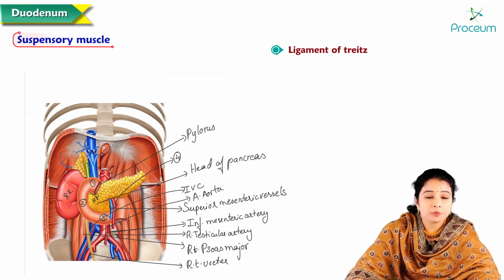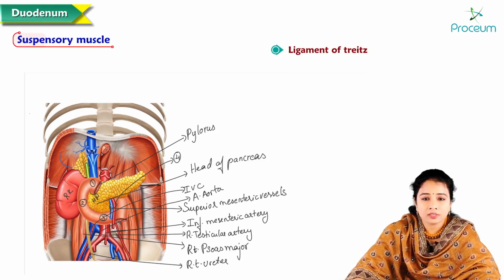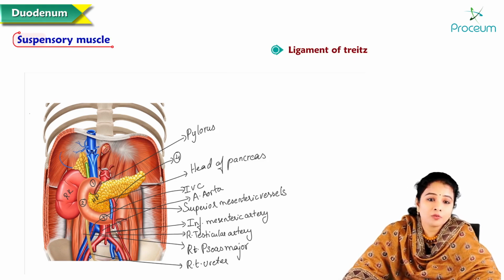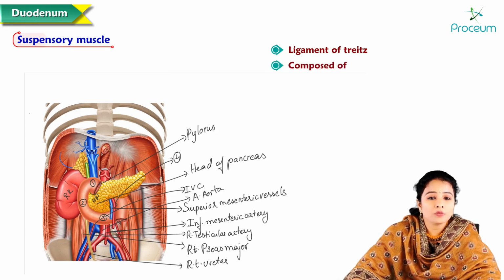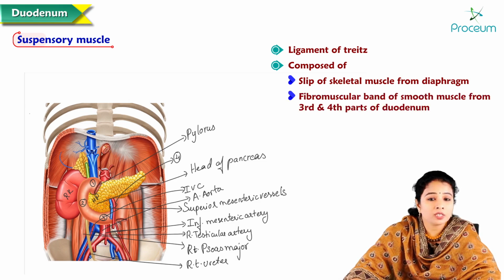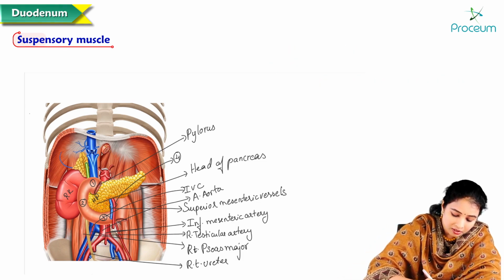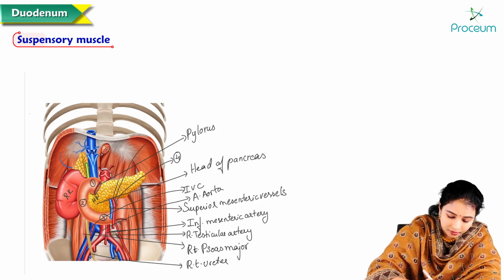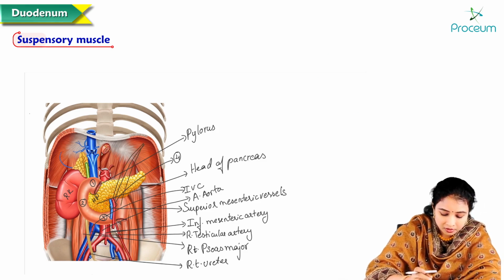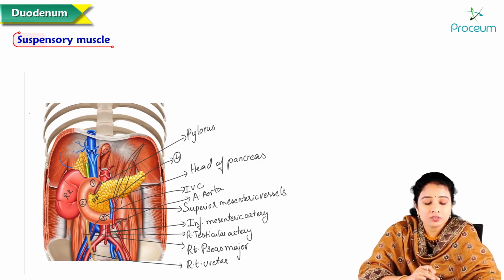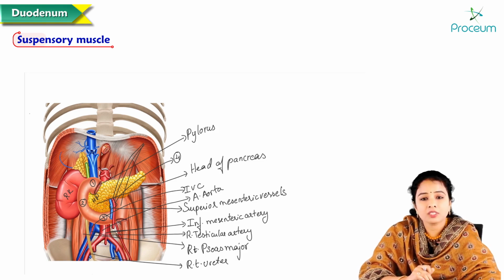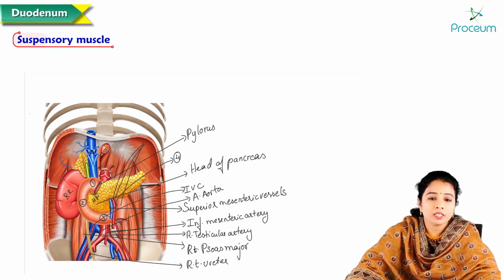Treitz. The suspensory ligament, ligament of Treitz or suspensory muscle of duodenum, is composed of a slip of skeletal muscle from the diaphragm and a fibromuscular band of smooth muscle from the third and fourth parts of duodenum. So, from the third and fourth part of duodenum to the inferior surface of the diaphragm. The connection between the duodenojejunal flexure and the inferior surface of the diaphragm is called the ligament of Treitz.